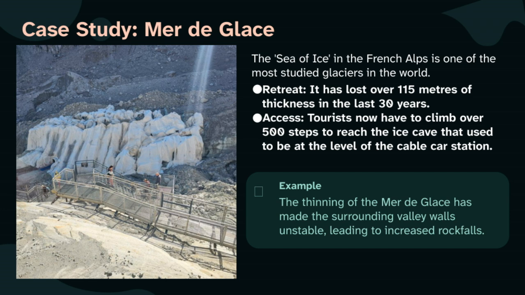evidence of climate change. Why is a named case study like Mer de Glace useful in a geography exam? Because it gives specific evidence, such as location, measured retreat, and real consequences. This makes an answer more detailed and convincing.